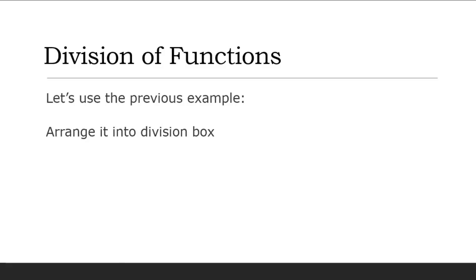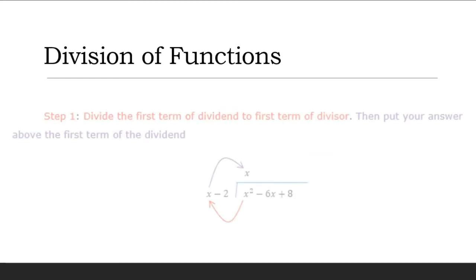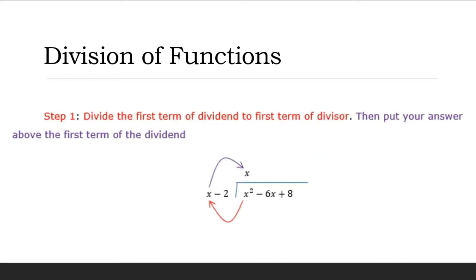Going back to our example, arrange it on the division box. Again, g of x is inside the division box because it is written on the numerator of the problem, and x minus 2 is outside the division box because it is written on the denominator of our problem. Divide the first term of the dividend to the first term of the divisor.